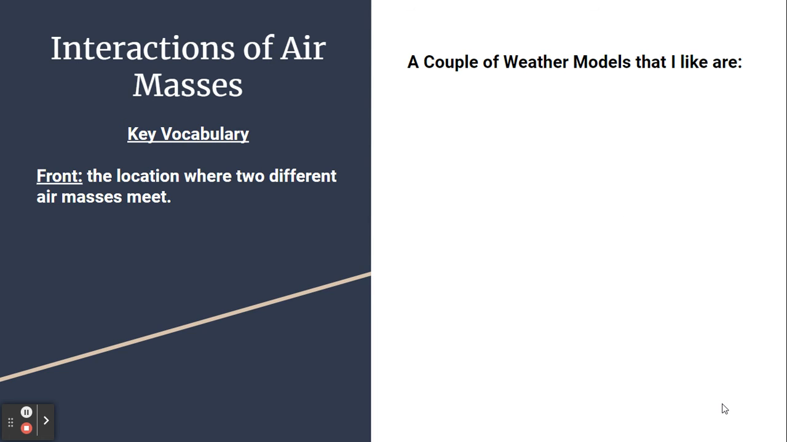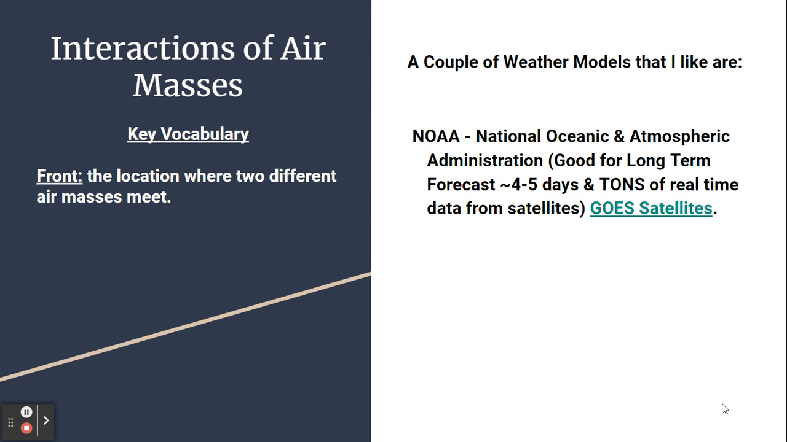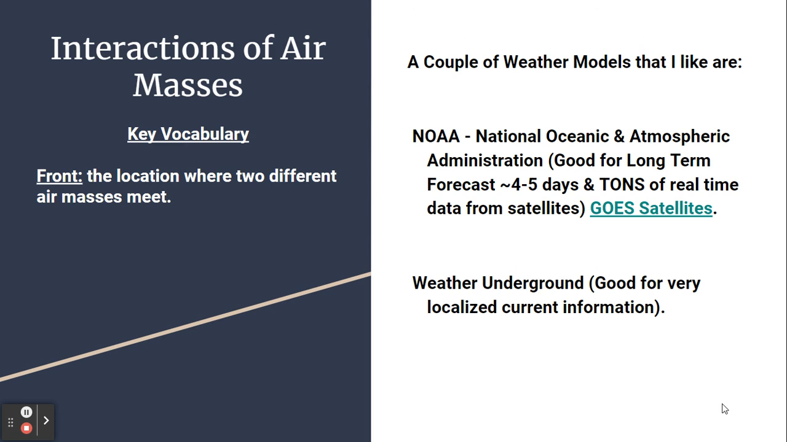Some weather models that I enjoy using are the National Oceanic and Atmospheric Administration, NOAA, and they've got great satellite views that are updated in real time, like every 5 to 10 minutes a new data point goes in. And I think they have some of the best long-term forecasts, things to look at 4 or 5 days out. If I'm trying to plan what to do on my weekend, what type of weather to expect, I go look at the NOAA website.